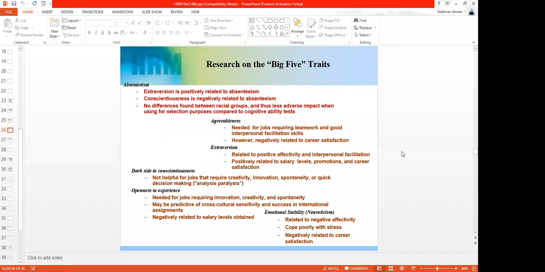Okay, so we have just seen that sometimes one personality aspect is positively related with the job contents, and at the same time the same personality aspect might have a negative correlation with some other job context. When we talk about emotional stability or neuroticism, it is related to negative affectivity, it is related with coping poorly with stress, and negatively related to career satisfaction. So again, different outcomes and different results come up related to personality assessments when we talk about different job related factors.